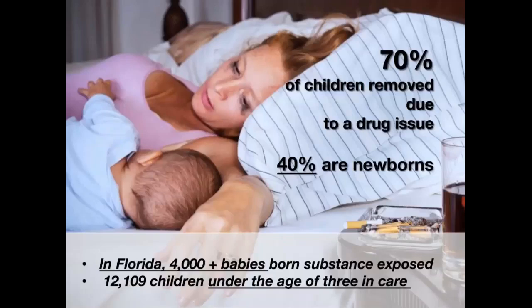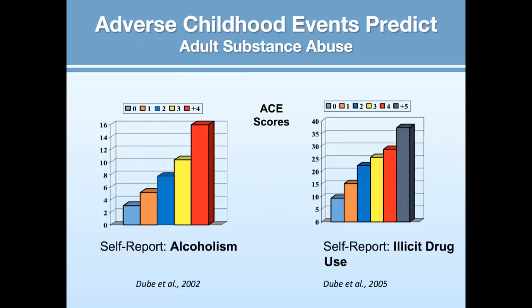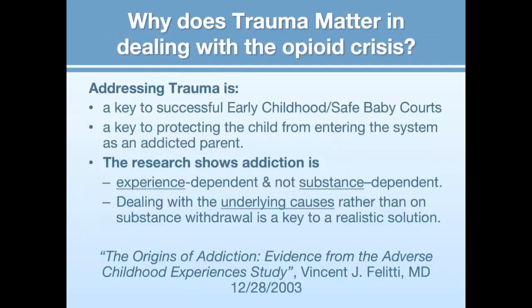In Florida, we had 4,000 babies born substance exposed. As of January of 2019, we had over 12,000 children under the age of 3 in our out-of-home care. So it is our largest age group. We also know, as you all know, that early adversity predicts substance abuse, whether it's alcoholism or other kinds of drug use. The higher the ACE score, the more likely that you will have a substance abuse issue.